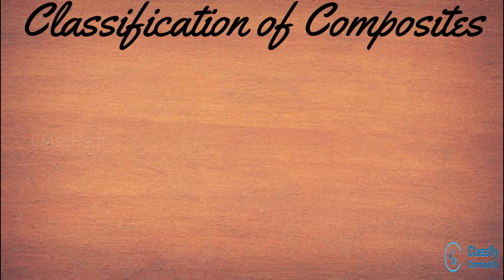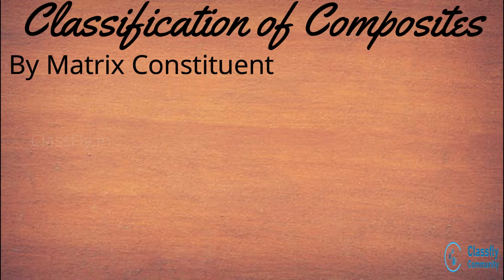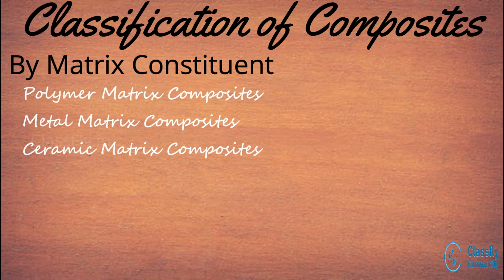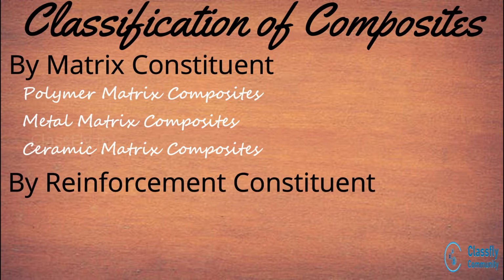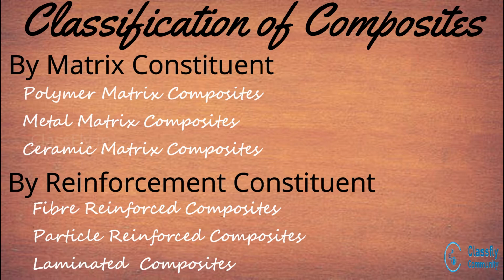Next, let us move on to the classification of these composites. Composite materials are classified at two distinct levels. First, with respect to matrix constituents, they are classified into polymer matrix composite, metal matrix composite and ceramic matrix composite. Next, with respect to the reinforced constituent, they are classified into fiber reinforced composite, particle reinforced composite and laminated composites. Now, let us briefly study each of them.